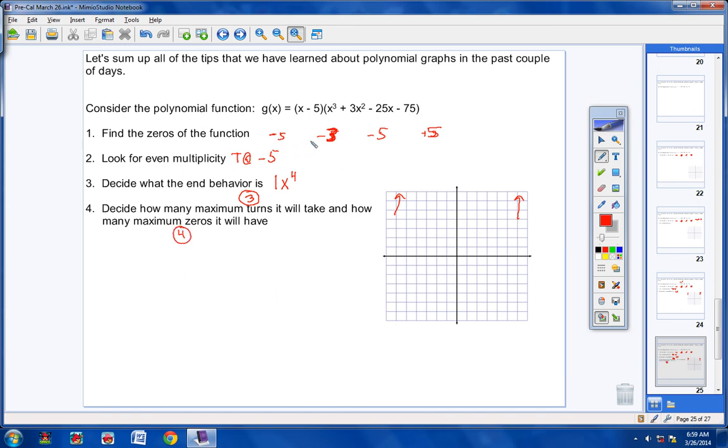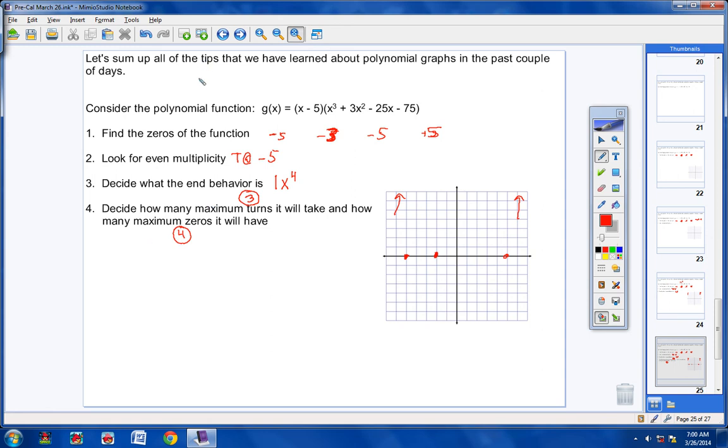Now, in this case, I only have 3. Mr. Earhart, you have 4. No, -5 and -5 are the same. If you were to come down here and plot your zeros, you would have 1 at -5, 1 at -3, and then 1 at +5 way over here. So this polynomial graph only has 3 zeros, but it still fits. How many maximum zeros was I allowed to have? Only 4 maximum zeros. And so I'm fine. I only had 3 zeros, so I'm totally fine.